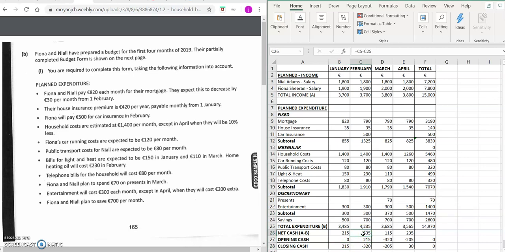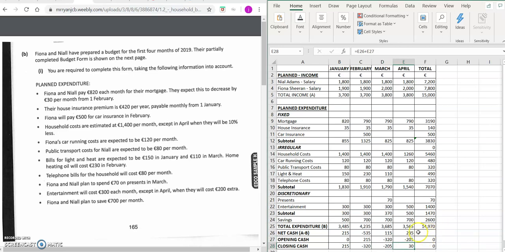We have a minus figure in February, so we spent too much. So our closing cash is going to be reduced. You're going to reduce your net cash, which is minus 535. We have 215 in our bank account, so it's going to be minus 320. So that's your closing cash for 1 month, and the opening cash for the next. We have 115 in there, so the minus figure is going to be reduced to minus 205. Then in April we got a plus balance of 235. Take away the minus figure of 205, so at the end of the month we're going to have €30 left over.